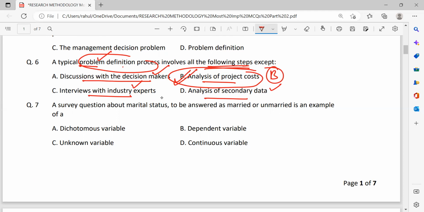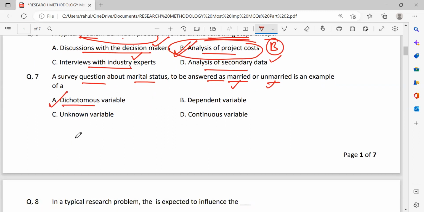Question number 7. A survey question about marital status to be answered as married or unmarried is an example of. So basically we can answer it like either married or unmarried. Only two options are there. Such kind of questions where only two choices are there are called dichotomous variables. Option A is the correct answer here, right?